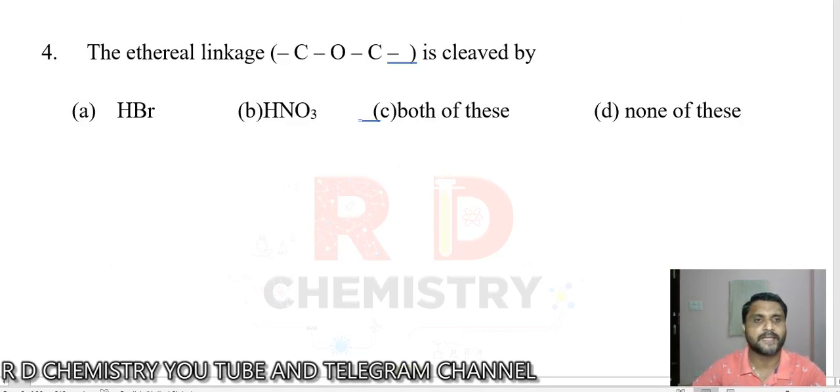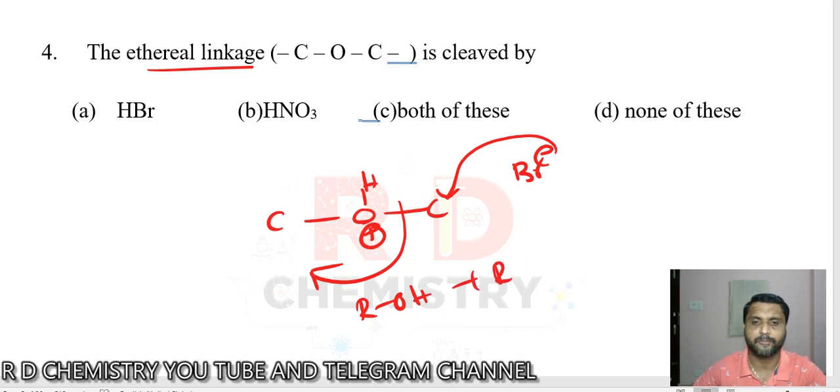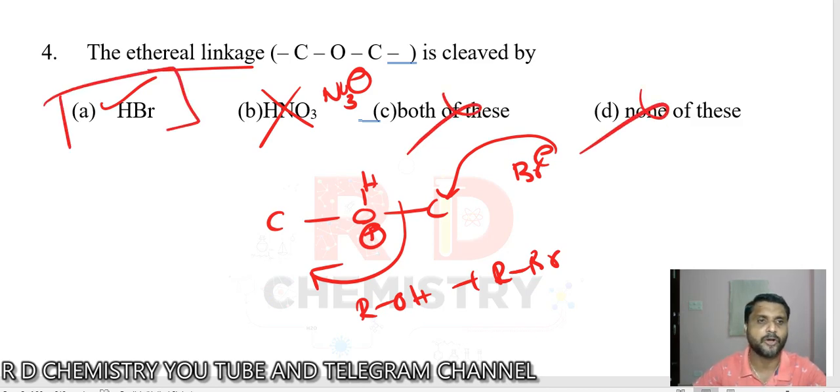Question number 4. The ethereal linkage C-O-C is cleaved by. So we have got, okay, the ether linkage. If there is protonation, then followed by Br minus or I minus, it will be attacking the smaller alkyl group. Then we get alcohol and the alkyl bromide, which is possible with HBr but not with nitrate. Nitrate is a weak nucleophile. Br minus is a strong nucleophile. So C is not the answer, D is not the answer. So the answer is option number A.